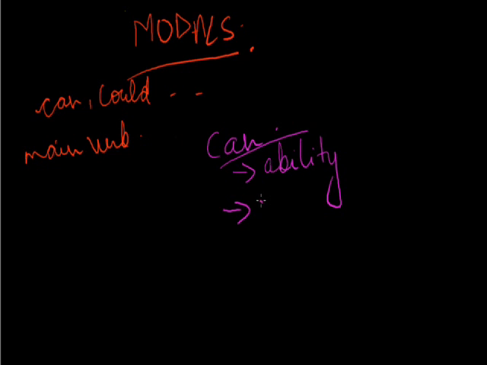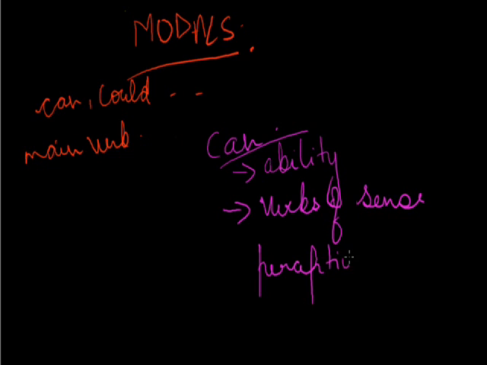Second, it indicates verbs of sense perception. For example, I can see the waves dashing against the shore.